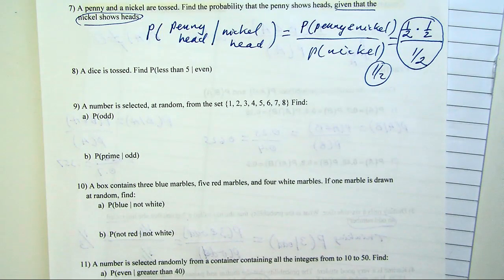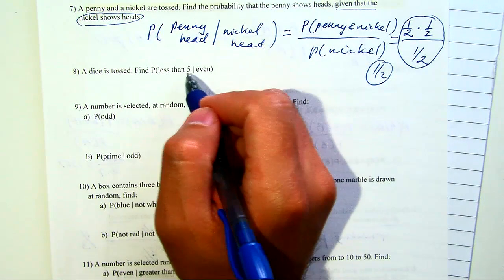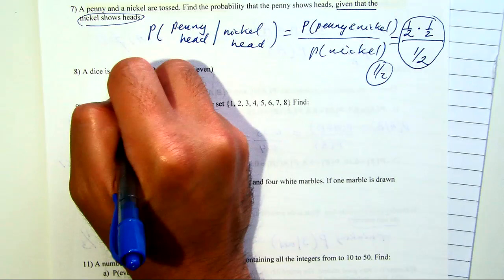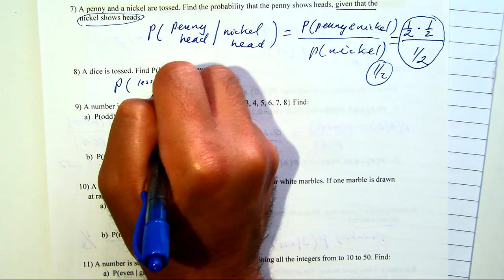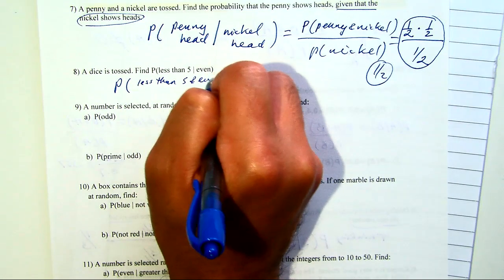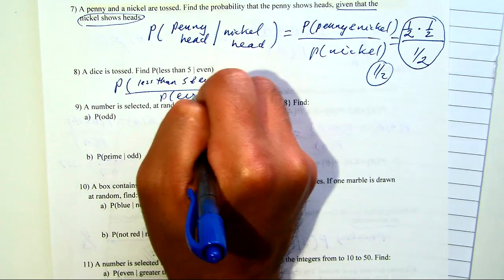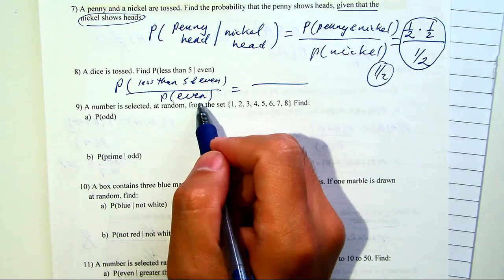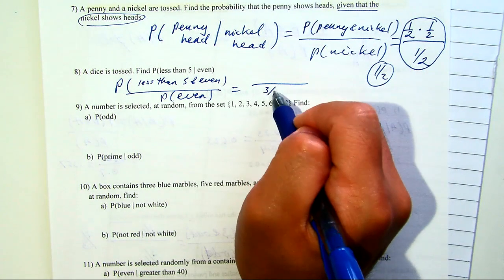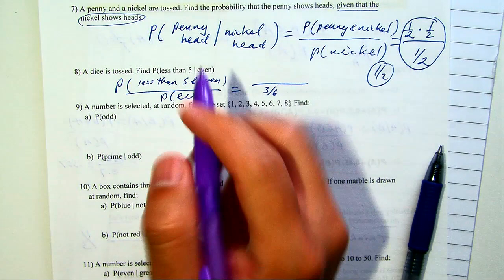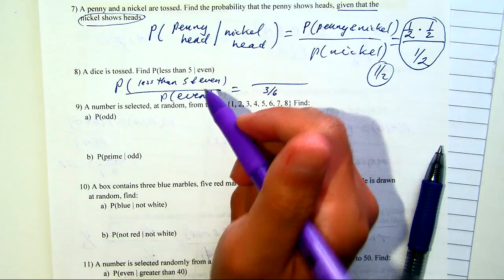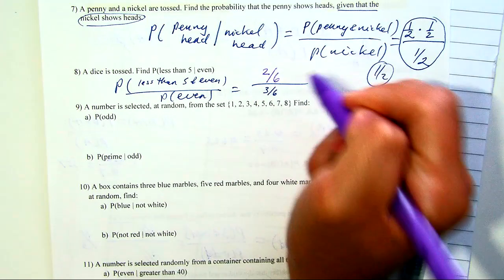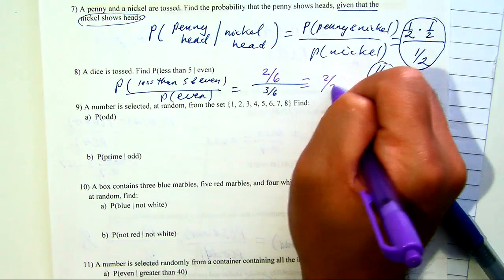Alright, number 8. A die is tossed. We want to find the probability of less than 5 and must be even. So we write like this: less than 5 and even over the probability of even. If we start with the given, how many even are there? There are 3 even out of 6 numbers. Less than 5 is going to be 1, 2, 3, 4, and must be even, so it's going to be 2 and 4. So there are 2 numbers out of 6. So the answer is 2 out of 3.